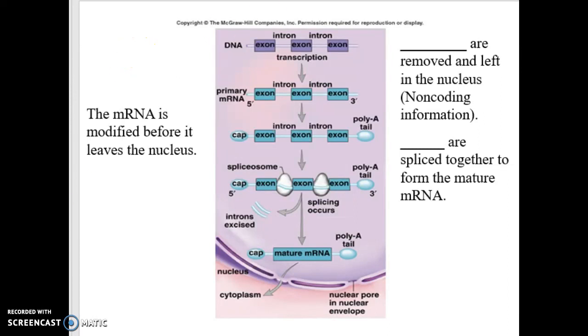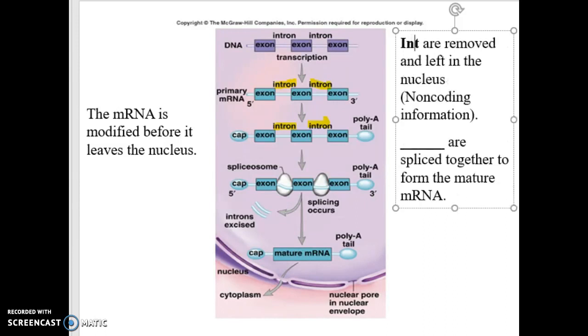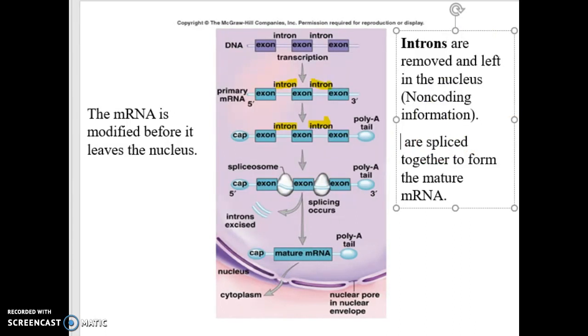So what will happen is certain pieces of the RNA strand are cut out of it. These are known as introns. So introns are removed from the RNA strand, and they are left in the nucleus. Right now, scientists honestly don't know what they do. They don't know what is the function of the intron. It could be really critical. We just don't understand what it does yet. It's still being learned.